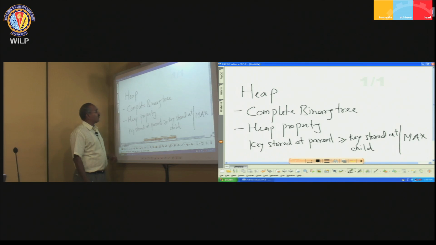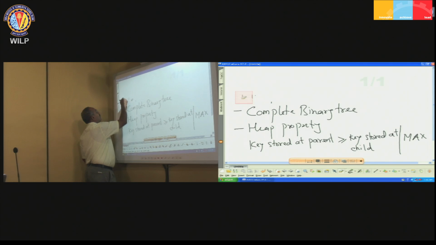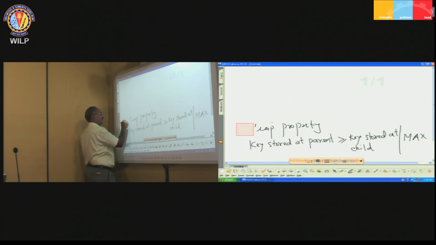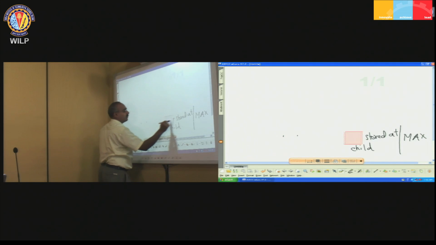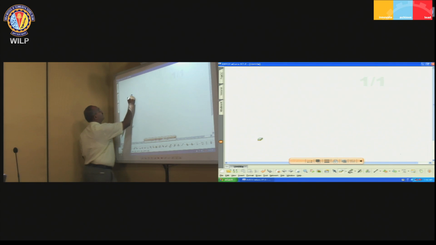It is easy to observe. Right, so let us try to illustrate. I am going to illustrate a heap and see what are the things that we can deduce directly from the definition of a heap. A heap has to be a complete binary tree to begin with, so let us try to put a complete binary tree.